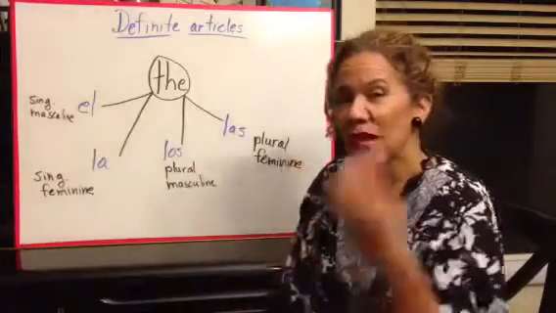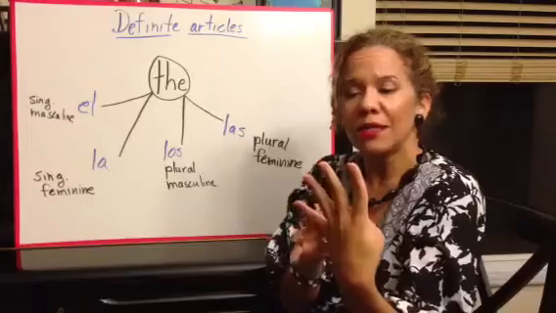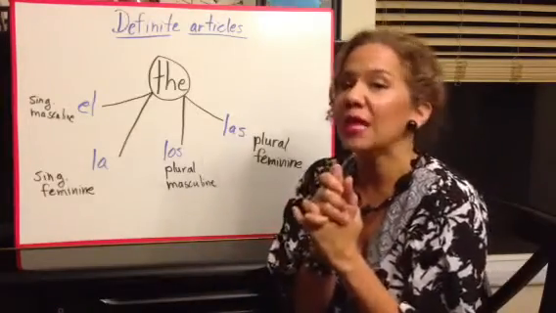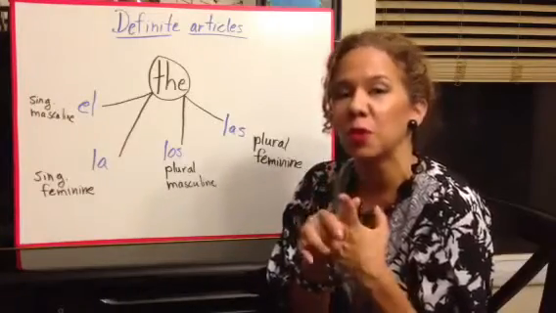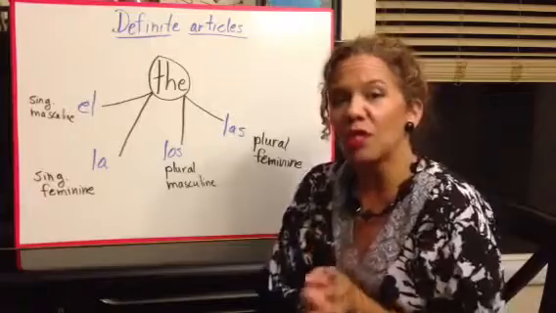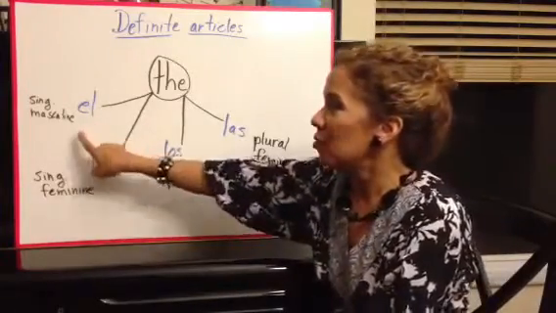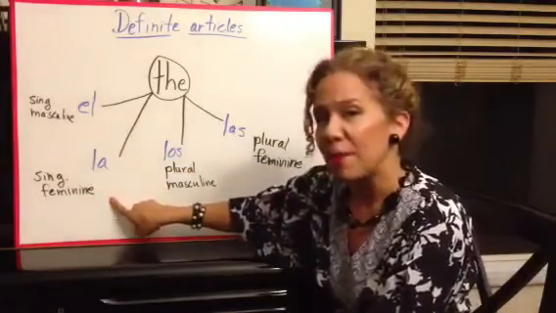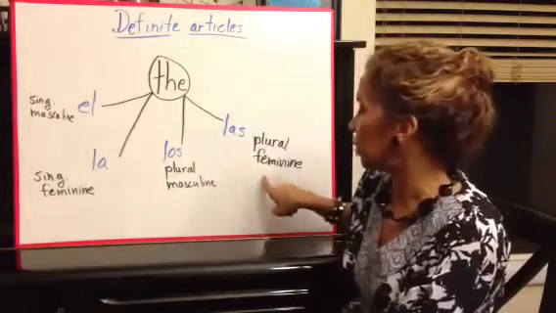Now, in Español, we have 4 different possibilities. Why 4? Because again, gender and number. For masculine, we're going to have 2 types: the singular masculine and the plural masculine. For feminine, we're going to have singular feminine and plural feminine. So el will be the singular masculine, la will be the singular feminine, los will be the plural masculine, and las will be the plural feminine one.